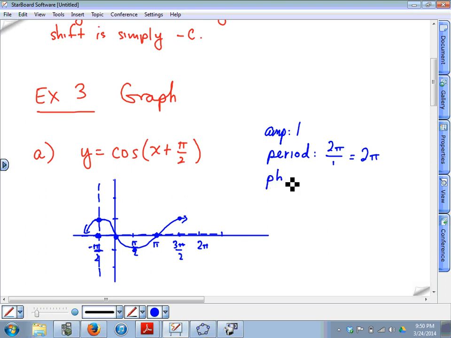So the phase shift, if you wanted to label that, is negative pi over 2. The phase shift represents where the graph moved horizontally. Since it moved to the left, the phase shift here is negative pi over 2, whereas inside the function here it's x plus pi over 2.